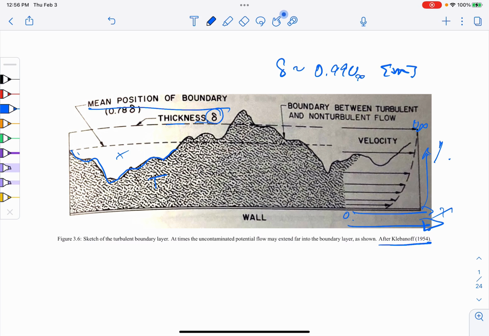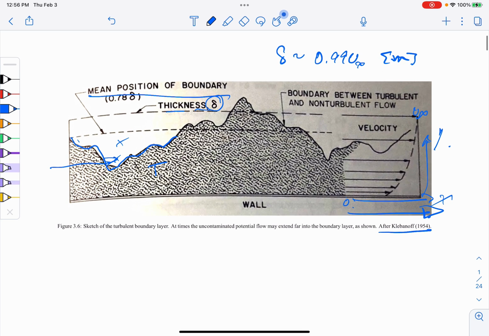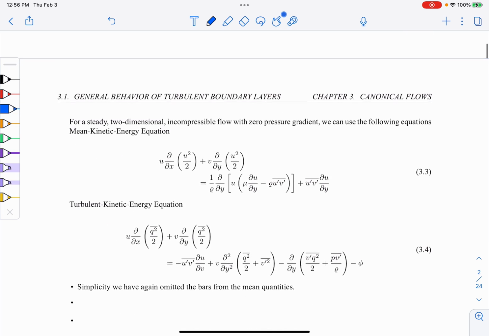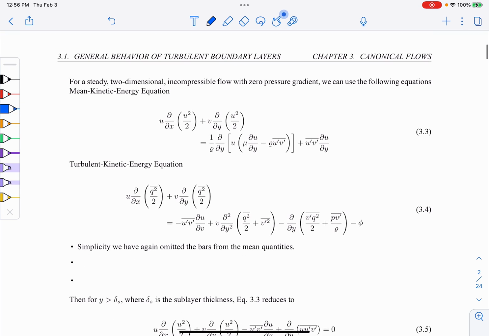So that's interesting. And sometimes you can see that this region of potential flow is all the way inside what you would see as the boundary layer. So this is normal, that this front between the turbulence and the potential flow is so different. Okay, so we're going to pull two equations.